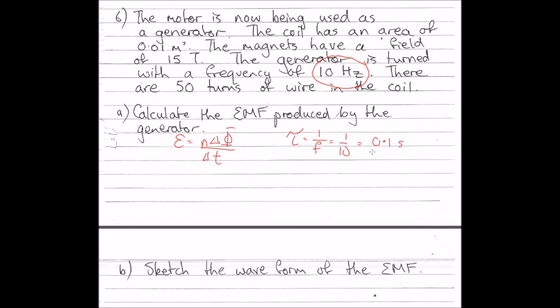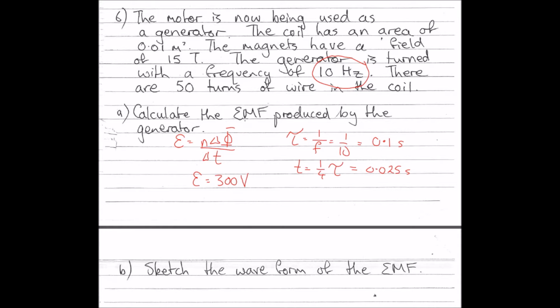But what you've got to remember here is that we're not interested in the whole period. We're interested in a quarter turn. So we're interested in a quarter of that, which is 0.025 seconds. So that is the correct time. Now if you did that, you would have got an EMF of 300 volts.